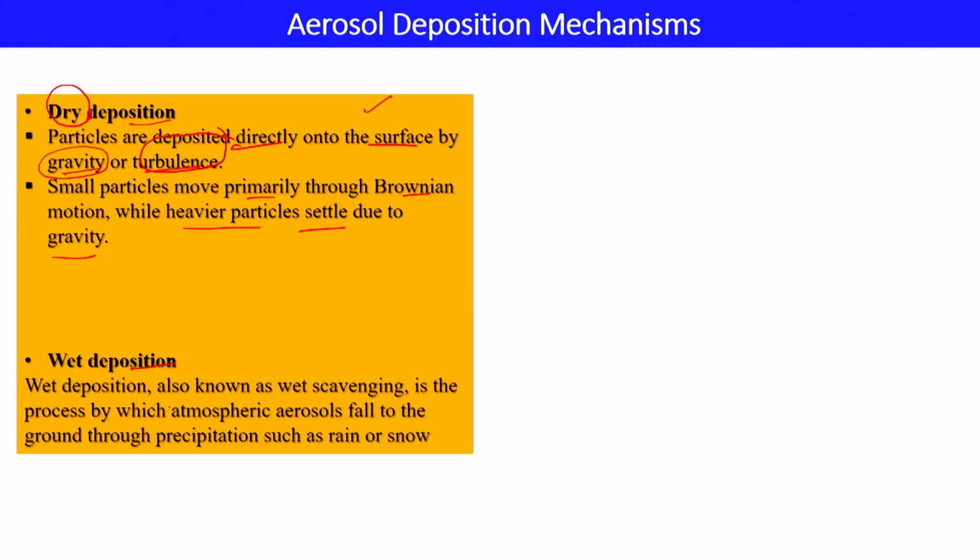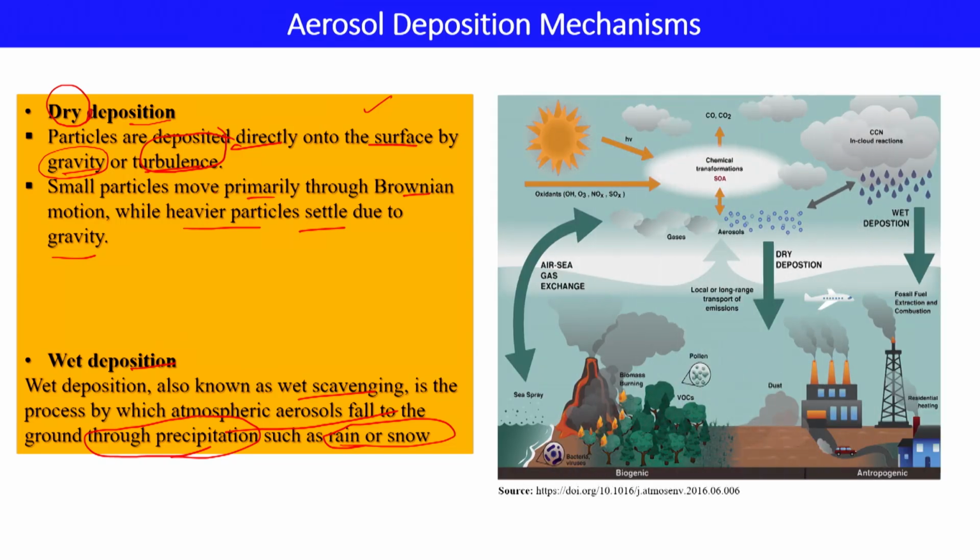Wet deposition, also known as wet scavenging, is a process by which atmospheric aerosols fall to the ground through precipitation, whether rain or snow. When rain or snowfall happens, the pollutants in the atmosphere, these aerosols, get attached to the precipitation and are then deposited. So this is very important, but I am not going to discuss much here.